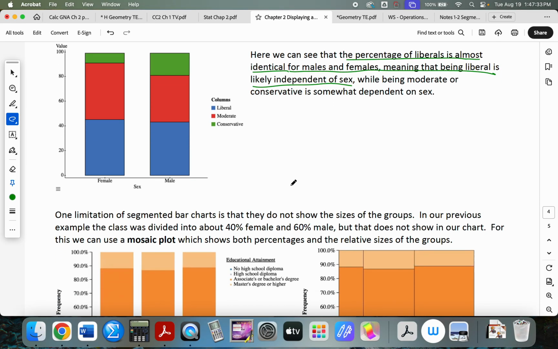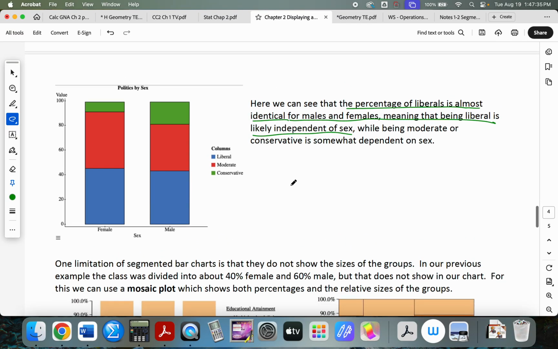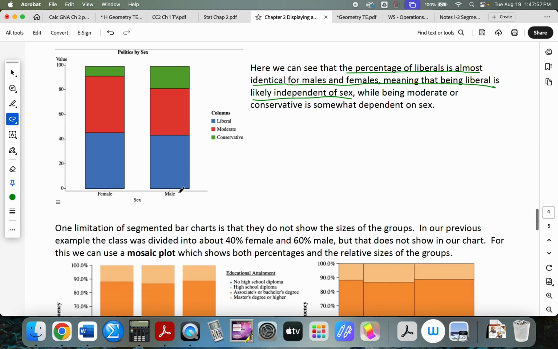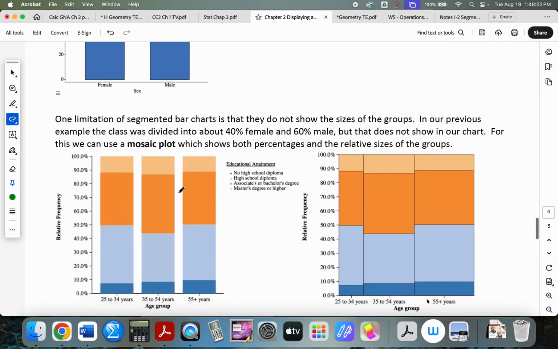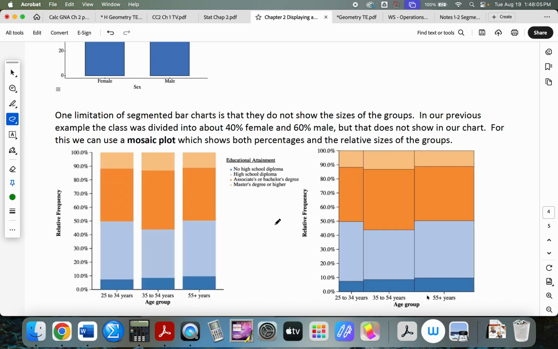So one limitation of segmented bar graphs or bar charts, I usually call them bar graphs, I don't know why, they call them charts, doesn't really matter, is that they do not show the sizes of the groups, right? There were way more males than females in this particular class. This doesn't show that. But a mosaic plot, which is nowhere to be found in your book because it's relatively new to the AP, does.